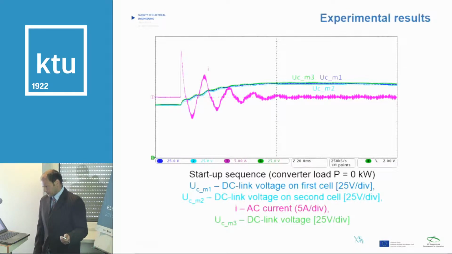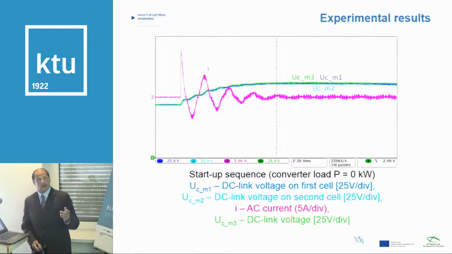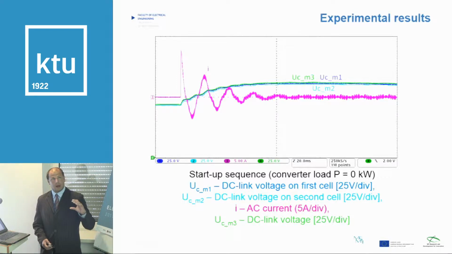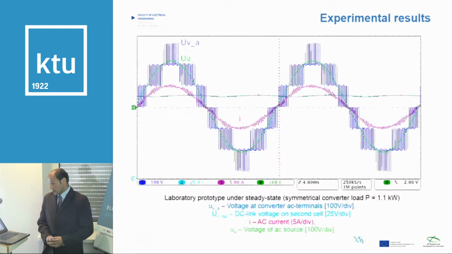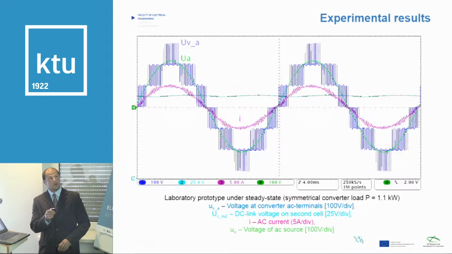This is the behavior of the converter under the startup sequence. The converter current was limited by the proper function of the proportional resonant controller. The voltage on the AC side of the converter is 7 level, and after that the current ripple is lower, and the current is also in phase with the source voltage.